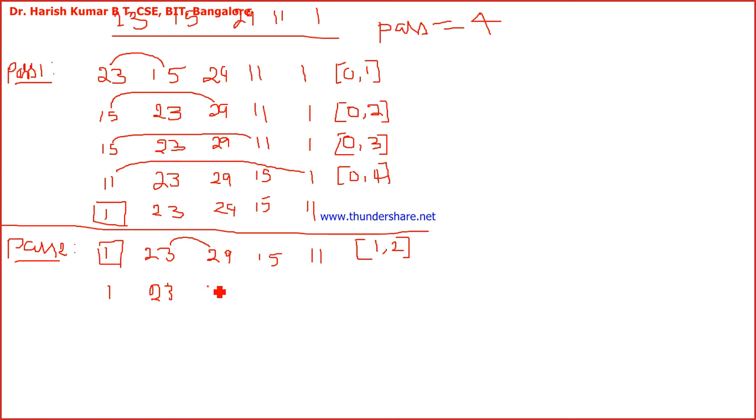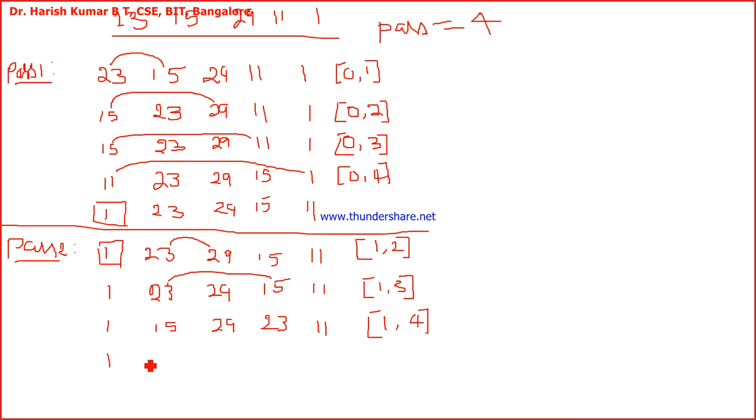23, 29, 15, 11. In the second comparison, we go for comparing 1 and 3. Now 15 is lesser than 23, so 15 takes the position of 23, and then this 29 as it is, and then 23, and then 11. Next, 1 is compared with 4.